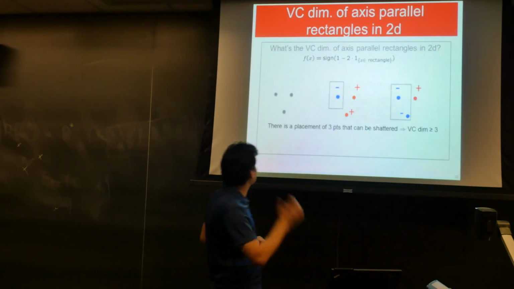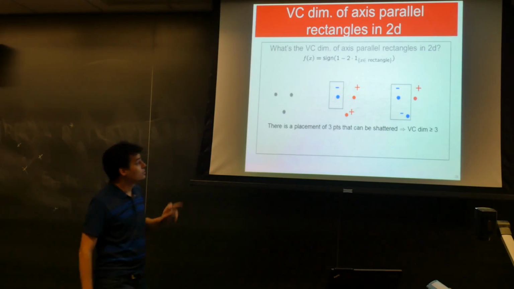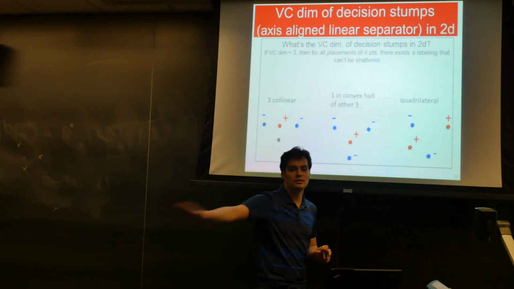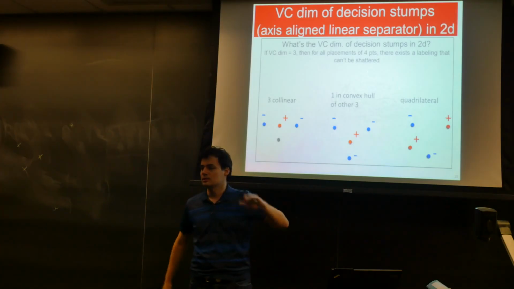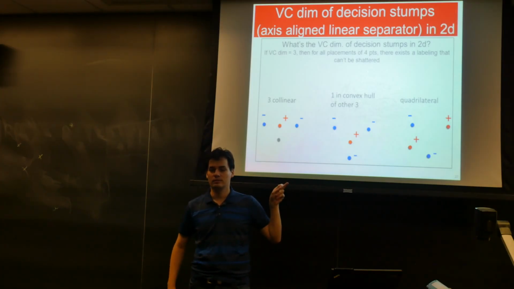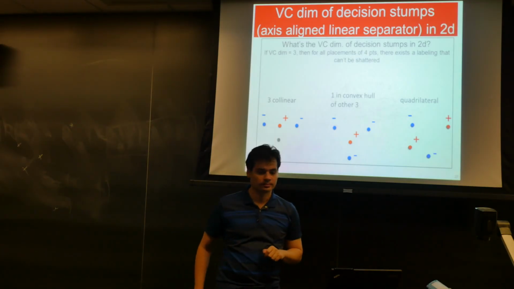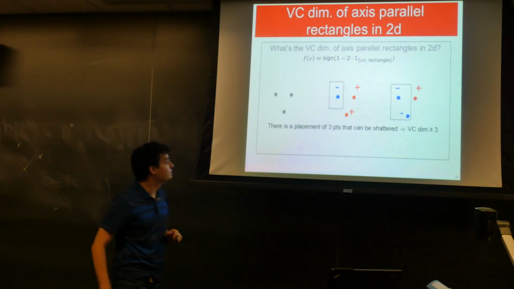Okay, let's see another set of classifiers. So in this case, any question about this? Is it clear that the VC dimension of decision stumps is 3 in this case, when the dimension of the domain of your features is 2? Okay, so then let's see another class.